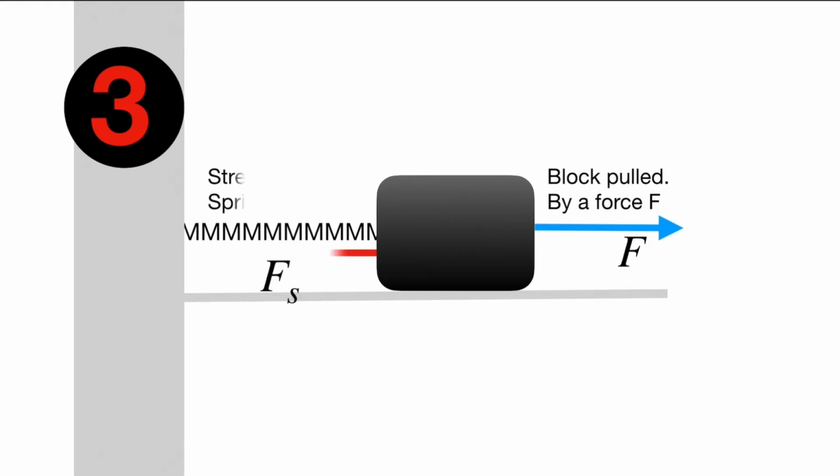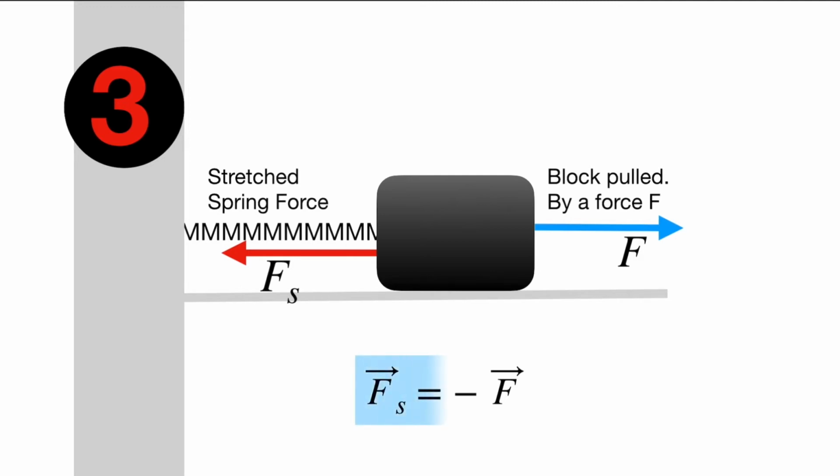Number 3. A block is attached to a spring and pulled by a horizontal force F in the positive x direction, while an equal and opposite spring force works on the block in the negative x direction. Can this pair of force F and spring force be considered as a Newton's action and reaction force pair?